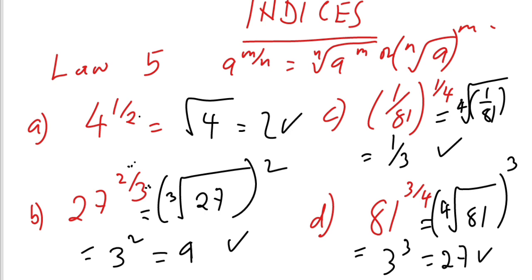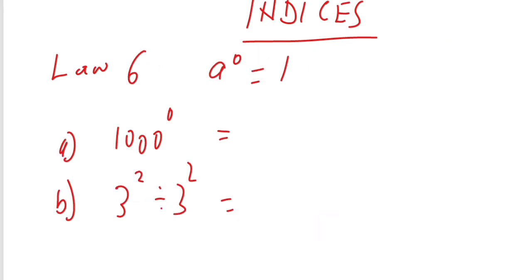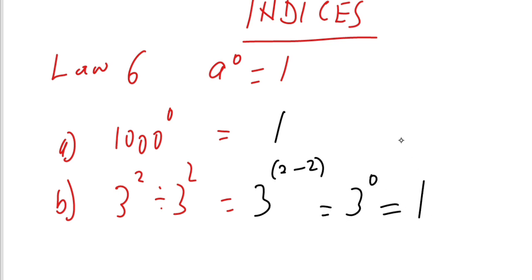I need to show you the last law, which is very crucial. The last law is that anything raised to the power of 0 is 1. For example, 1000 to the power of 0 is just 1. If you have 3 to the power of 2 divided by 3 to the power of 2, you subtract those powers. So at the end of the day, it gives you 3 to the power of 0, which is just 1 as well. So just like usual, we've ended the lesson there.